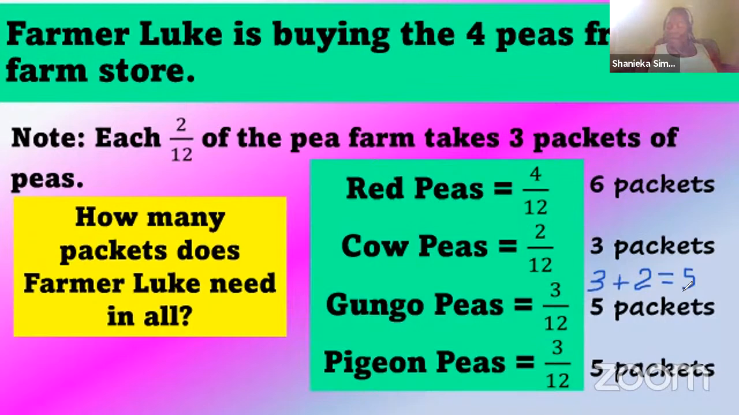All right, so I'm seeing persons are saying then we'll have 19 packets in all. Great job. We'll definitely have 19 packets in all now. So we're going to say that Farmer Luke needs to buy 19 packets in all. All right, so I hope we would have understood now for those who really didn't get it before. All right, so let us move on to our next question.